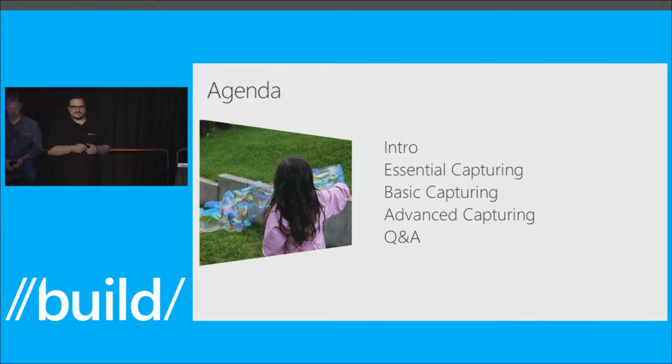The second is called basic capturing, and this is showing you how you can implement your custom capturing solution. So how can you get a viewfinder experience in your app and take photos, record videos, and change camera parameters. The third part is about advanced capturing and mainly about what Jeff mentioned, the variable photo sequence. So let's get started, right? And we have some time for Q&A, hopefully at the end.